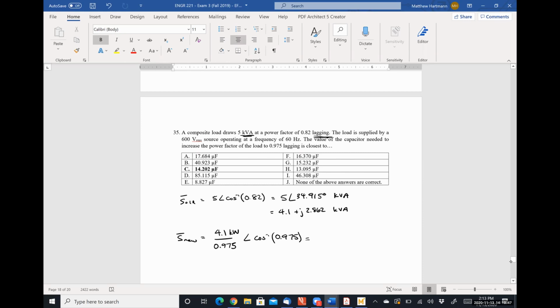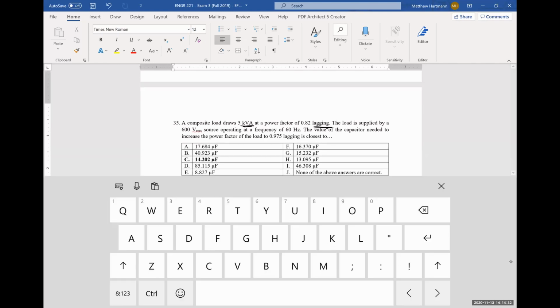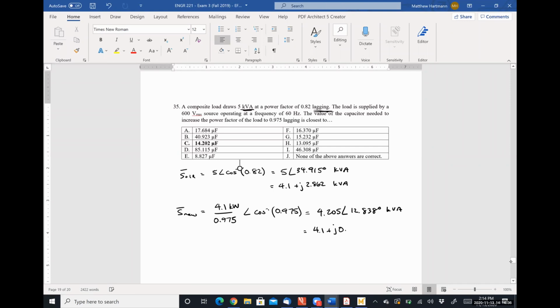All right, so 4.1 divided, hold on, let me go back through here. So where this is X. All right, so 4.1 kilowatts divided by 0.975, my power factor, with an angle of inverse cosine 0.975 gives me 4.205, angle 12.838, or 4.1, so the average power stayed the same, which is exactly what it was supposed to do. Plus J0.934 kVA.